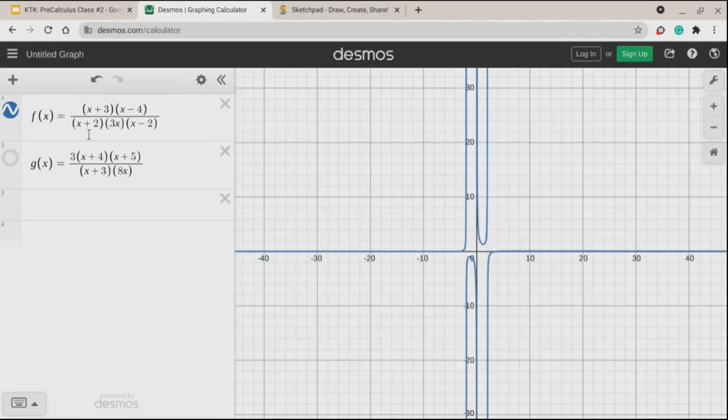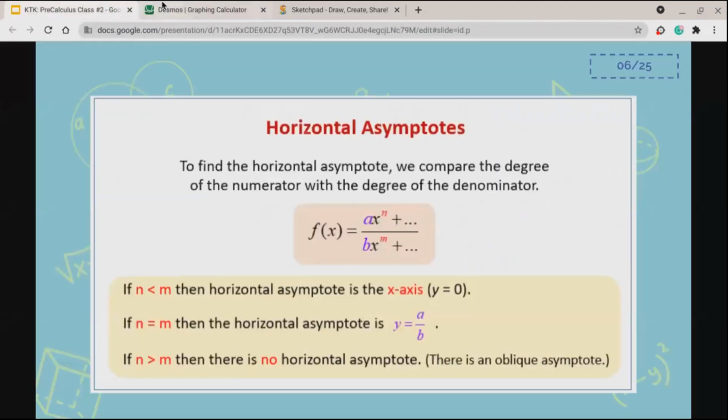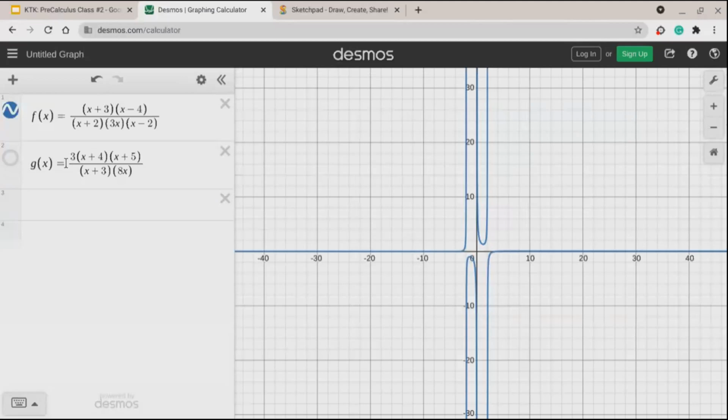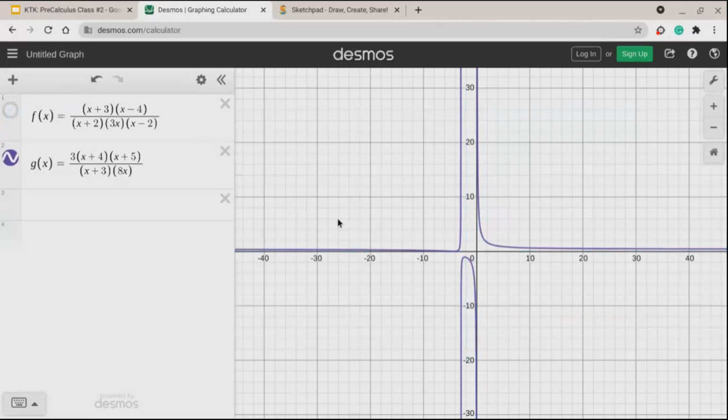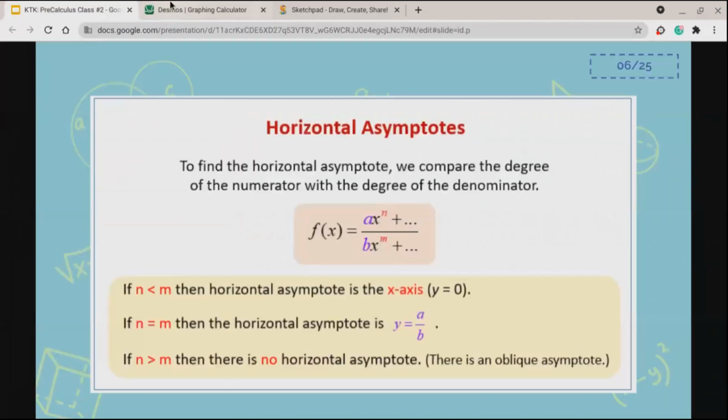The next one we have equal degrees in both the numerator and the denominator. We have x squared in the top, x squared in the bottom. So go ahead and do that. Close this one down. And for that one, the horizontal asymptote would be a by b.